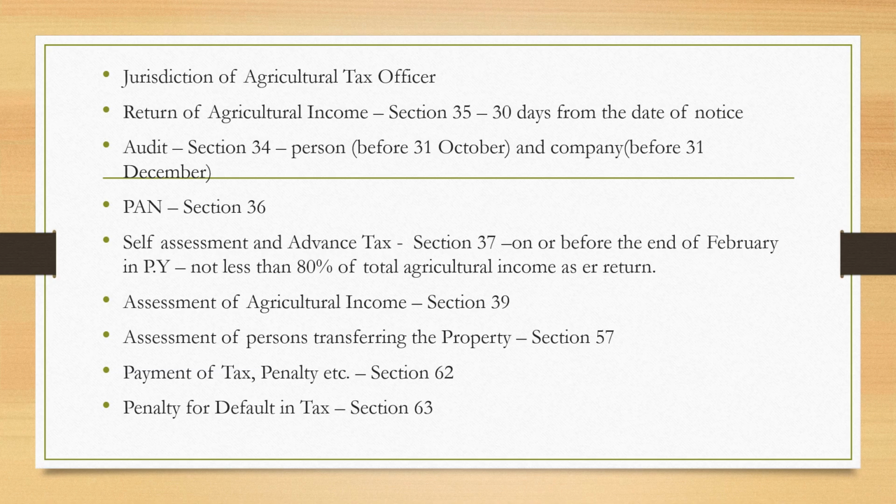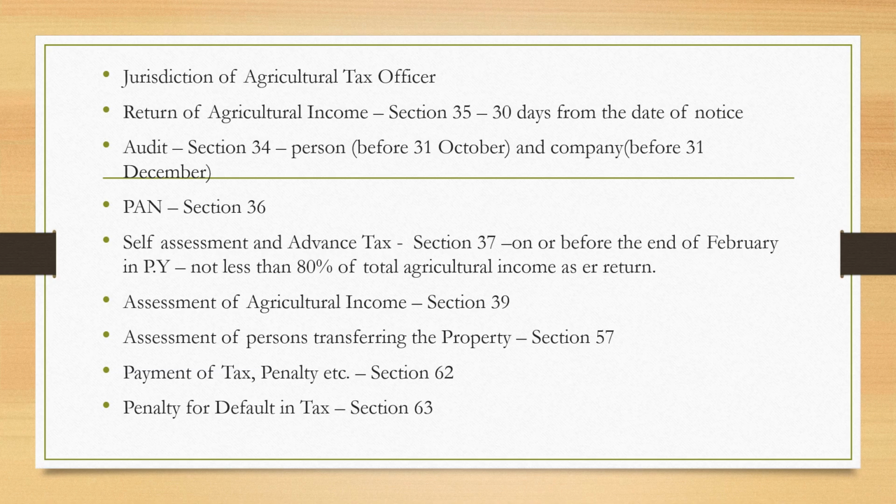If any person fails to furnish the return as required by section 35 or fails to comply with the notice issued under subsection 4 of section 35, or having furnished a return fails to comply with all the terms of the notice issued under subsection 2, the agriculture income tax officer, after taking into account all relevant information which the agriculture income tax officer has gathered, shall make the assessment to the best of his judgment and determine the sum payable by the assessee on the basis of such assessment.